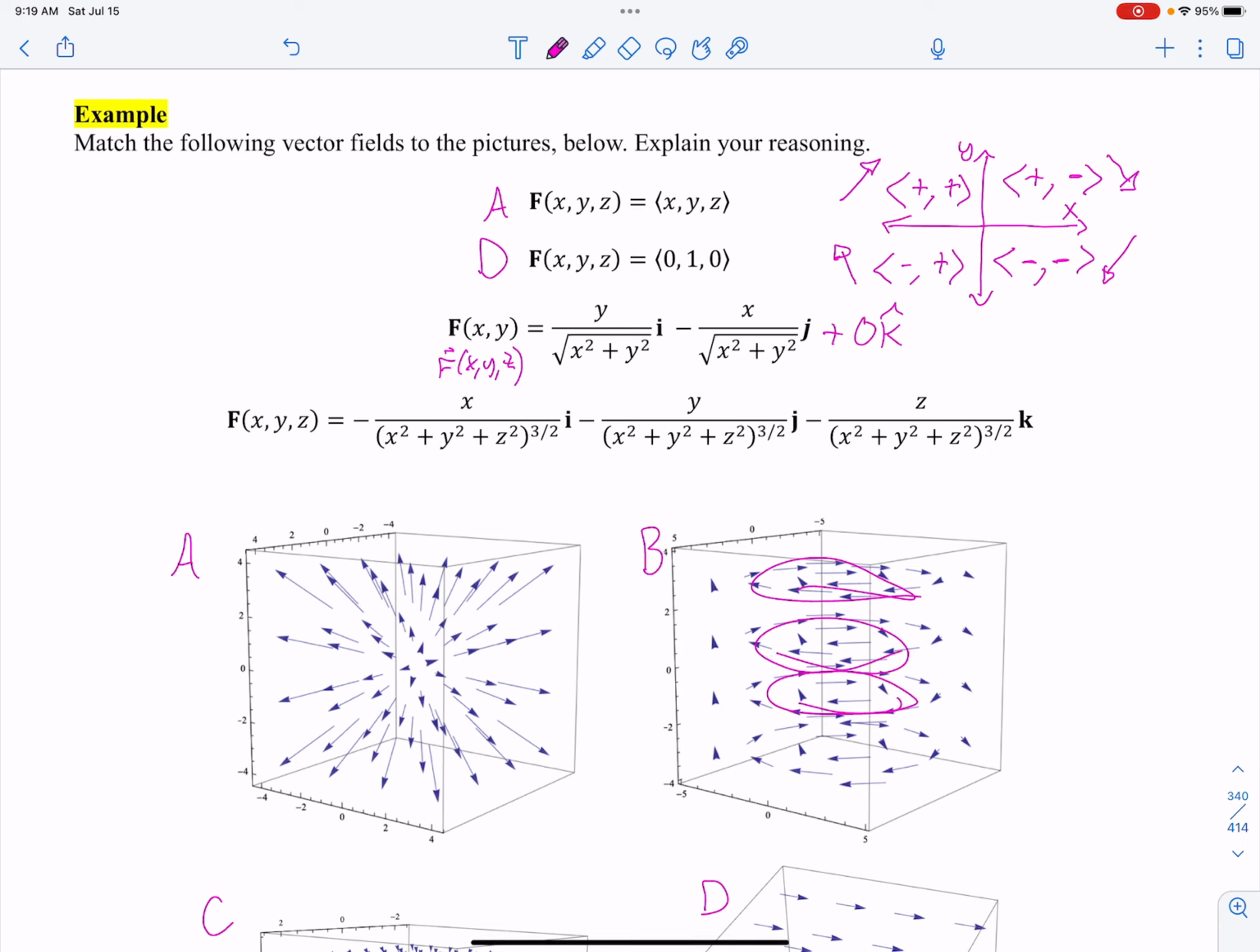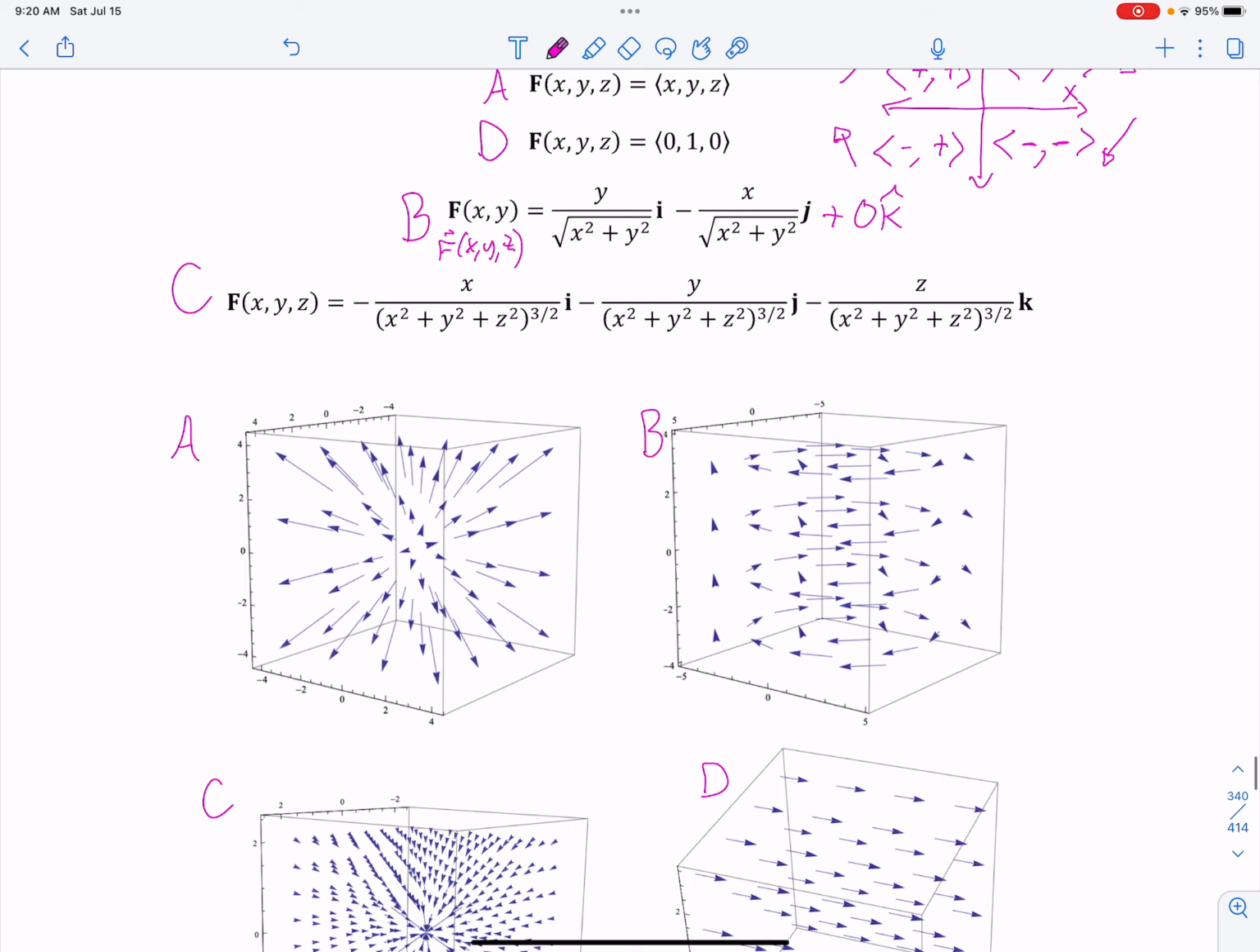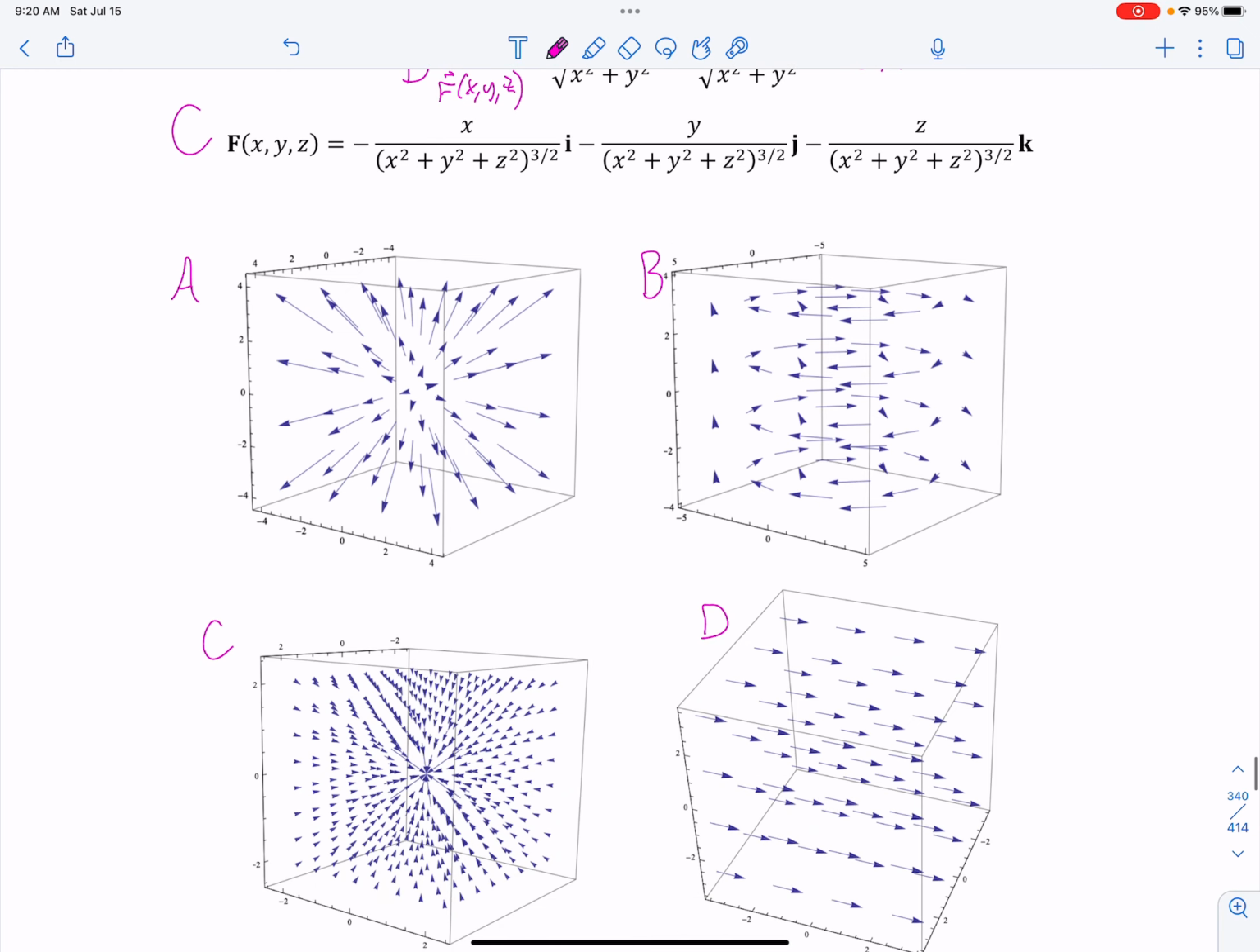All right, so that means this answer is B, leaving this to be C, but let's make sure we make sense out of it. Notice this negative, that negative, and that negative. If those weren't there and they were positive, they'd all be spitting out like A, right? But since they're negative, they're all going to be going in.